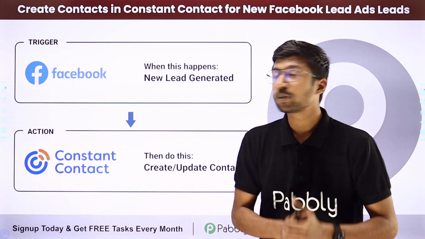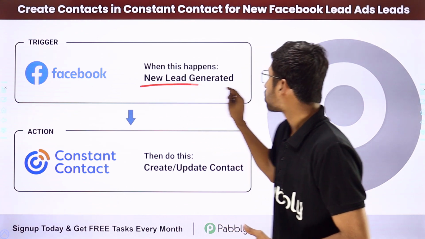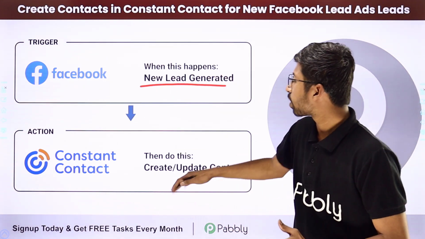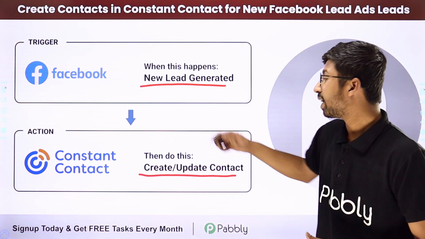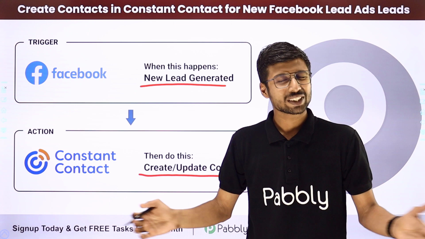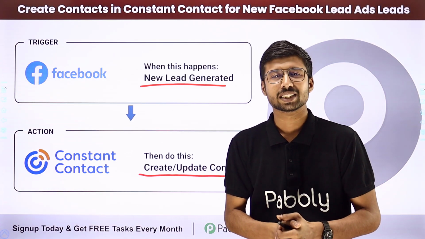So the trigger of this automation will be generating a new lead on our Facebook lead ads campaign. An action will be adding the same lead or updating the same lead as a contact in the Constant Contact account. Now how can you set up this automation? To know this, you have to come with me to my screen.